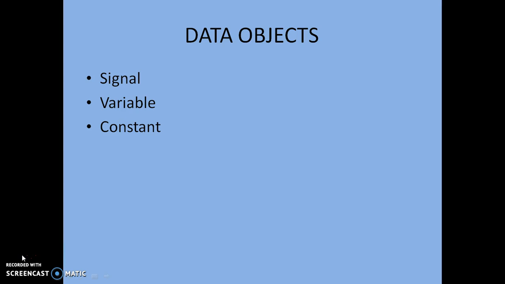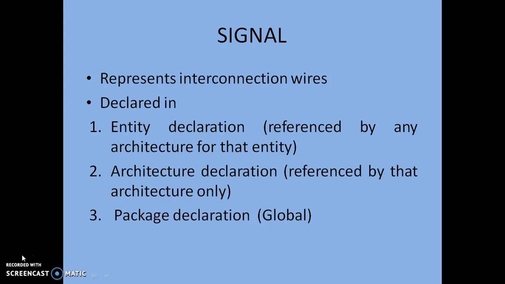Let us see what different data objects are present in this hardware description language. By using these objects you can store the data in the form of, the first thing is signal, variable and constant. So first we'll discuss what a signal is. It is just an interconnection wire.